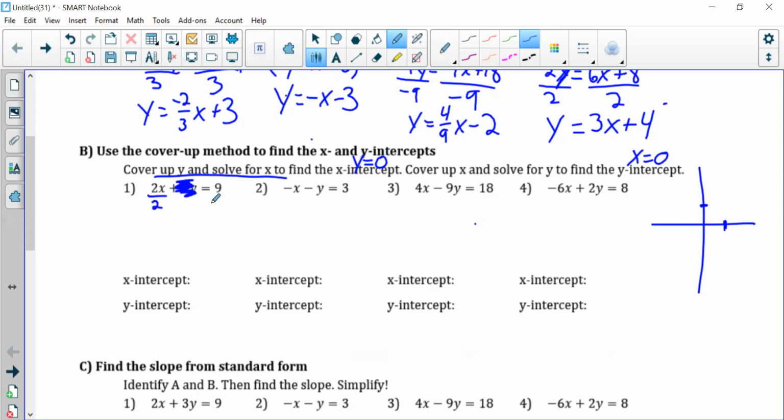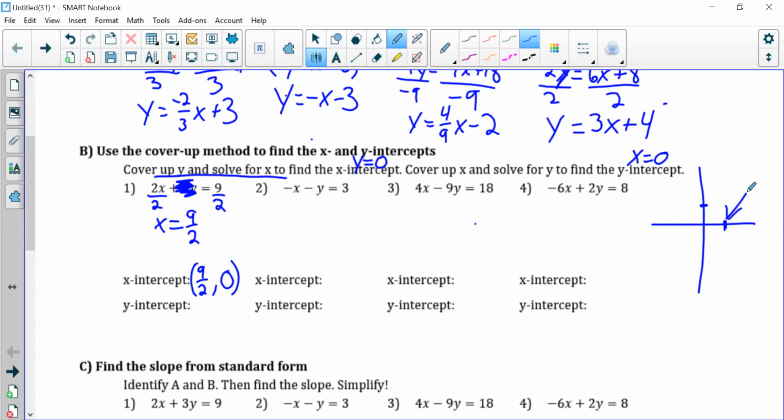So I'm going to divide both sides by 2. And that gives me that x equals 9/2. All right, and that is my x-intercept. So x equals 9/2. Remember that an intercept is not just a single number, it is actually a coordinate. So my x-intercept is 9/2, 0, because remember y is 0.